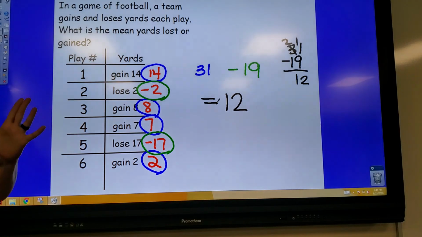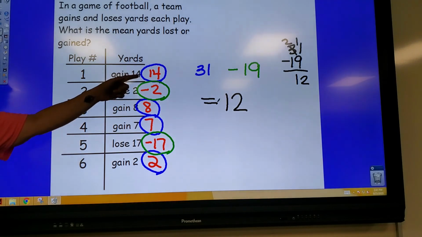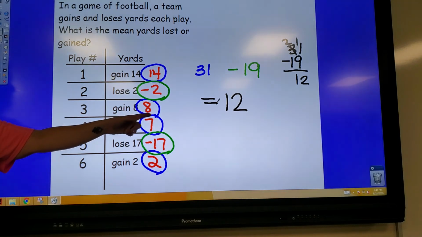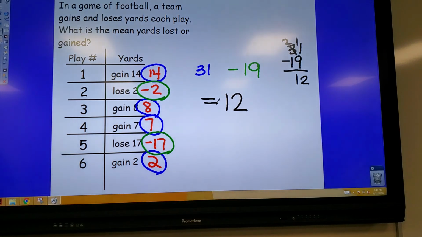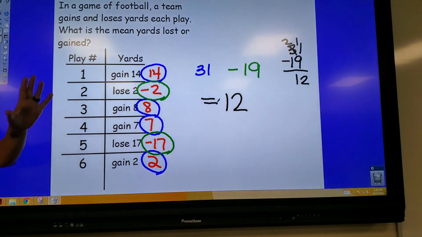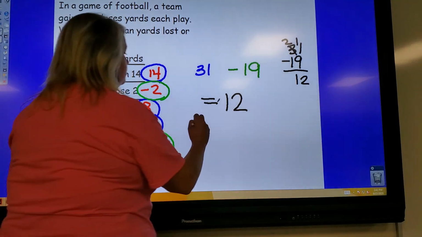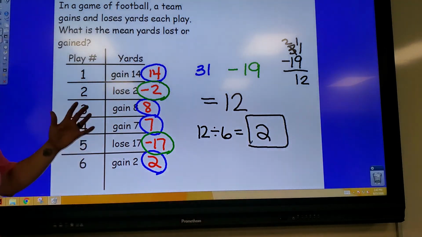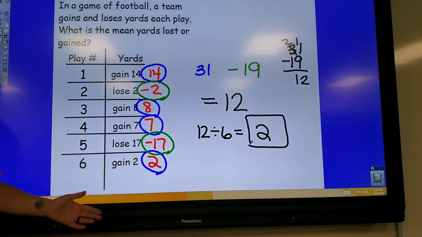Okay, now we're not done, because remember our first objective was to add them all up. So that was us adding them all up, all right? Now you could have done it differently. You could have done 14 minus 2 is 12, 12 plus 8 is 20, 27, 27 minus 7. You could have done it that way, but you would have ended up with 12. Again, strategies. So now that we have our 12, we have our sum, what are we dividing the sum by? 6. There were 6 numbers. So 12 divided by 6, so 2 is our answer. The average amount of yards was a 2-yard gain over these 6 plays, because it's a positive 2.